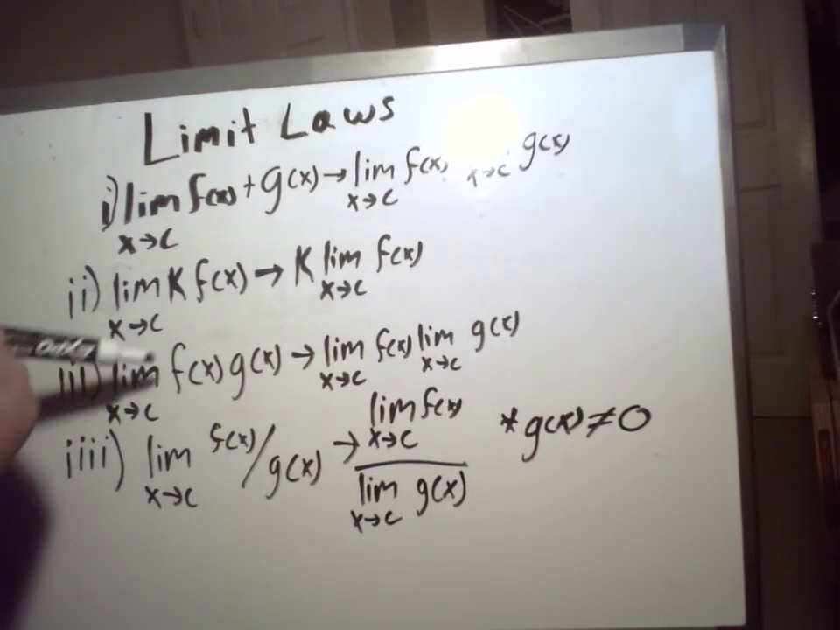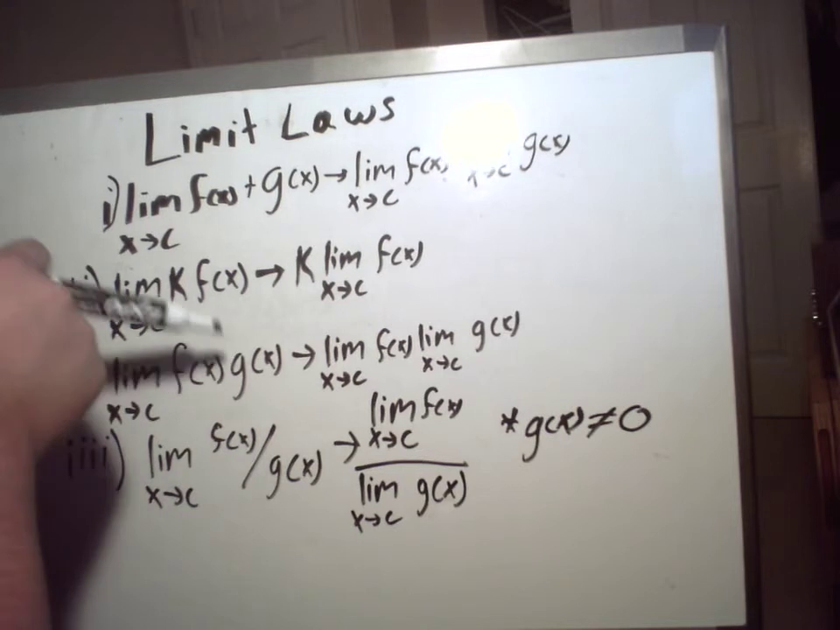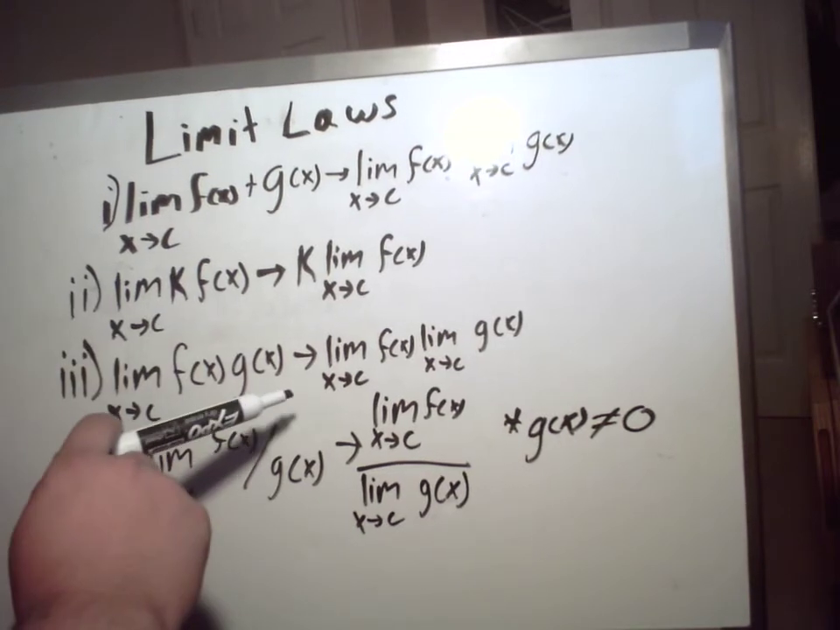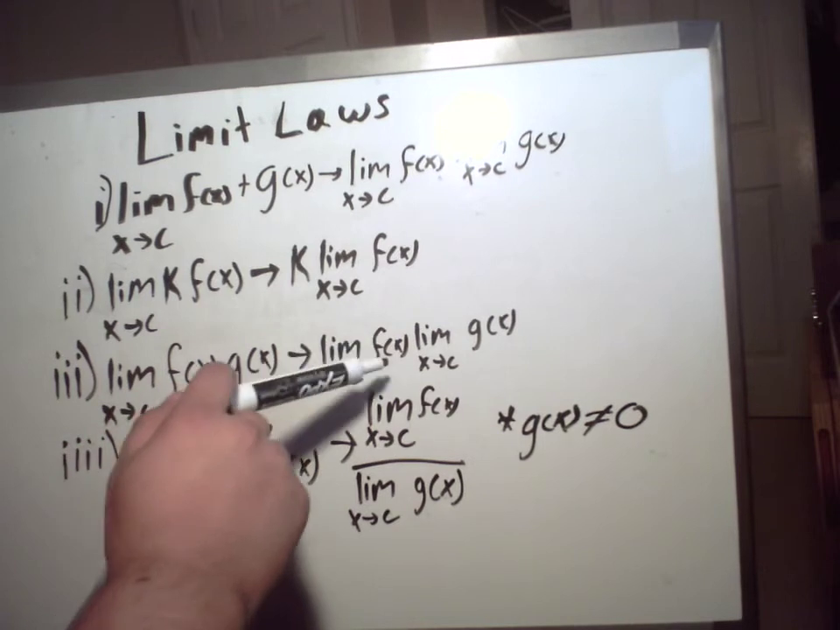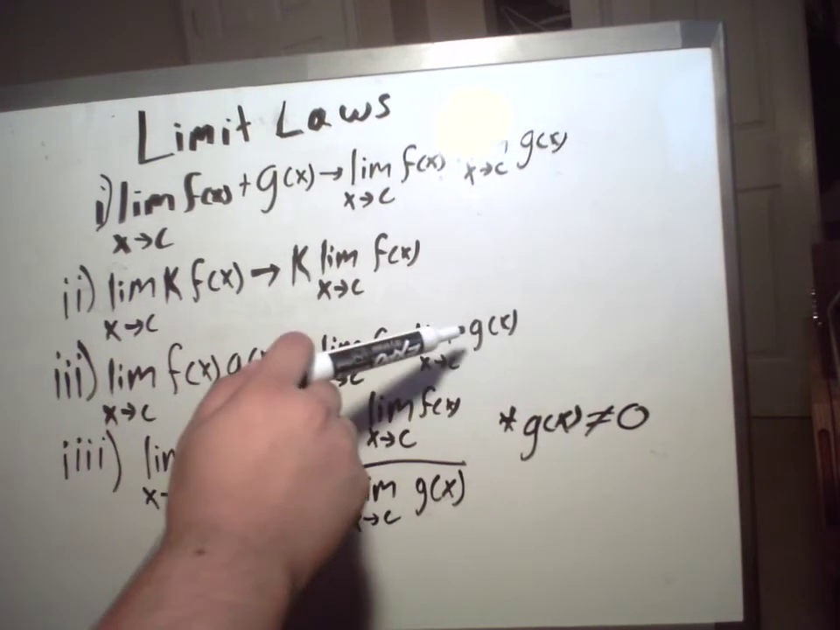of two different functions multiplied, so f of x times g of x. What we do in this situation is we just write it as the limit as x goes to c of f of x times the limit as x goes to c of g of x.